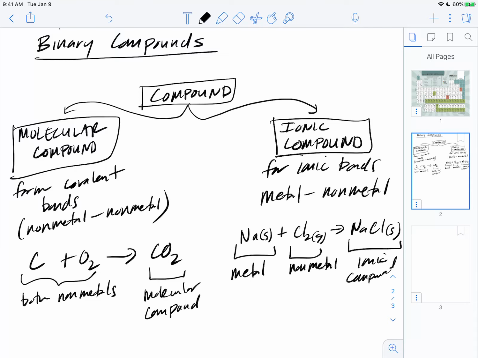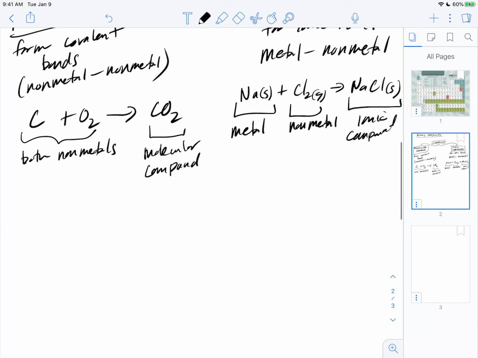Okay, so we can name these in different ways. For example, if we look at this molecular compound, we would call this carbon dioxide. Now, you might be wondering, when we are writing carbon and oxygen, why does the carbon go first? Why don't we go O2C?